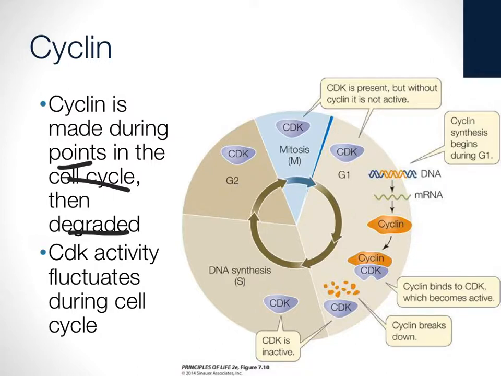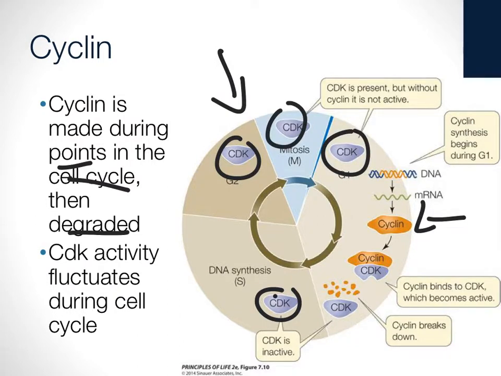So you can see here, this is an example of a CDK that looks like it's active during G1. You can see the CDK is inactive for most parts of the cell cycle, and then at some point the cyclin gene is transcribed into mRNA and then translated into the cyclin protein. That cyclin protein will associate with the kinase molecule here, making it active, allowing it to phosphorylate whatever it has to do to signal the end of G1, and then after it's used, it's broken down again and the cycle begins anew.